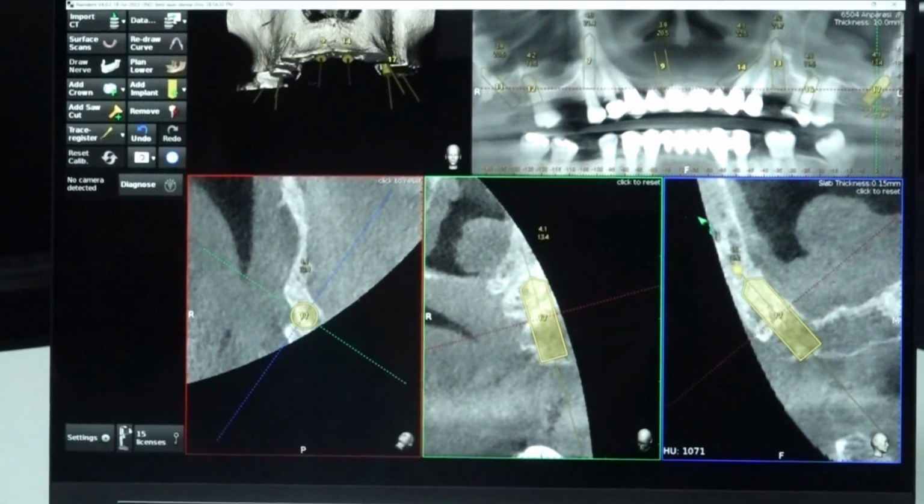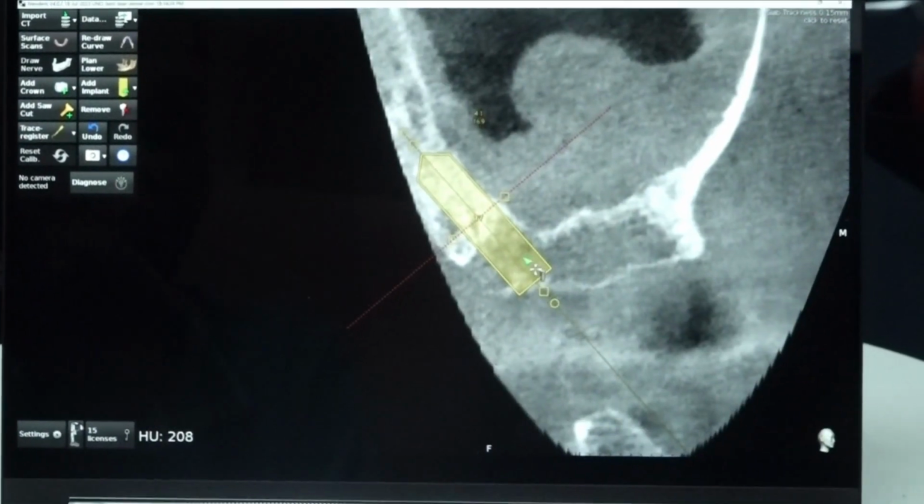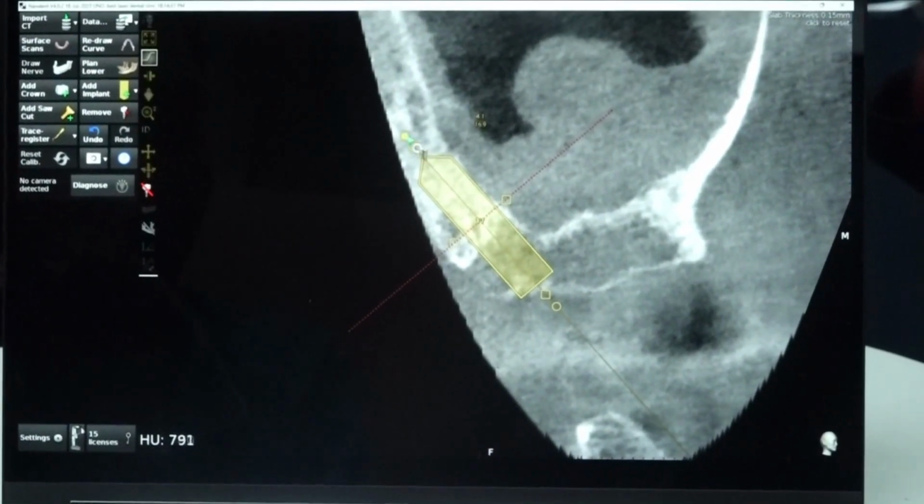Okay, now better. This is the left pterygoid. You can place a good pterygoid implant here.